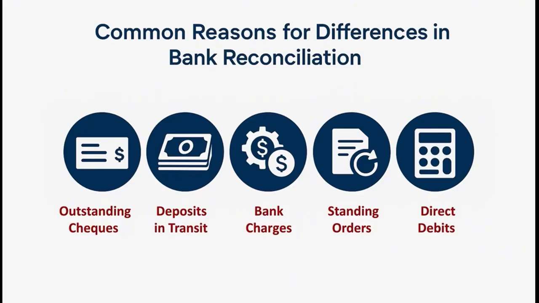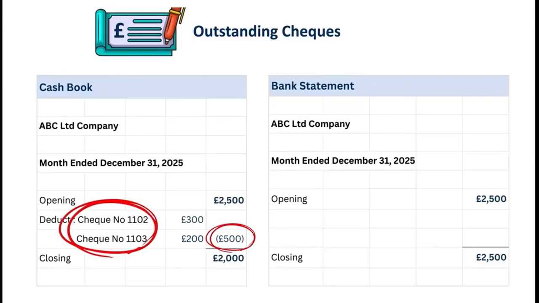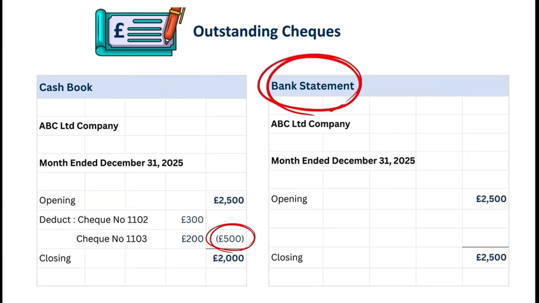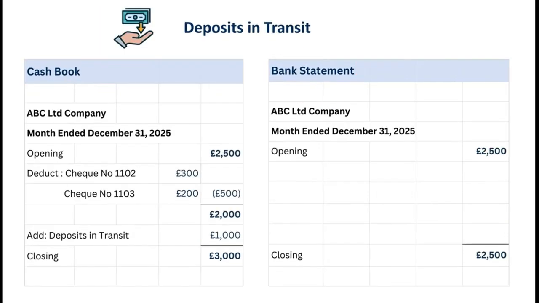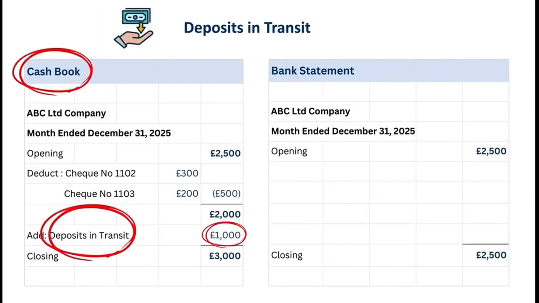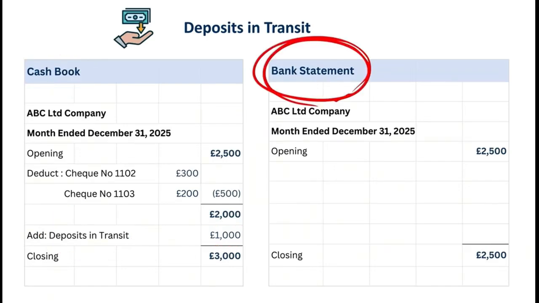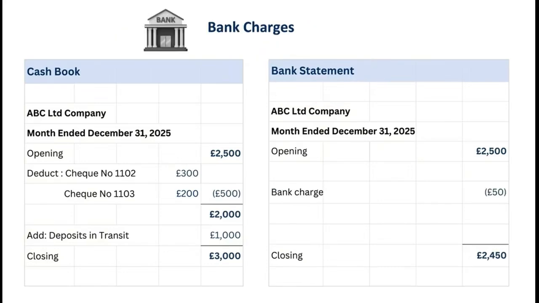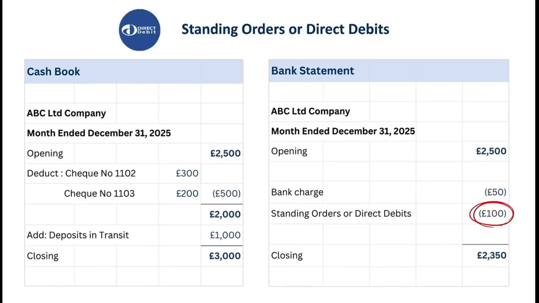Common reasons include: first, outstanding checks. These are checks we've written and recorded, but the bank hasn't cleared them yet. Until the supplier cashes them, they don't appear on the bank statement. Second, deposits in transit. That's money we've received and recorded, but the bank hasn't processed it yet. Third, bank charges. The bank may deduct service fees automatically, and we only find out when the statement arrives. Fourth, standing orders or direct debits. They are automatic payments that the bank processes but haven't yet been entered in our cash book.